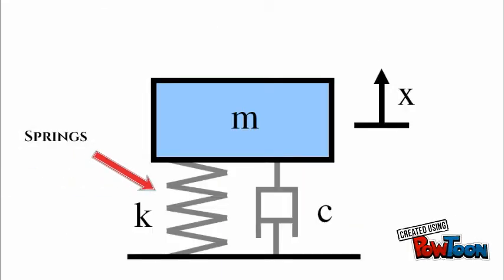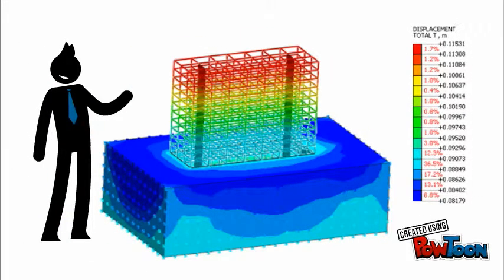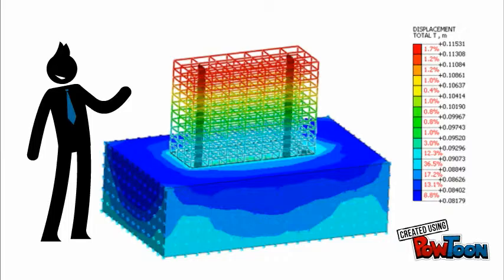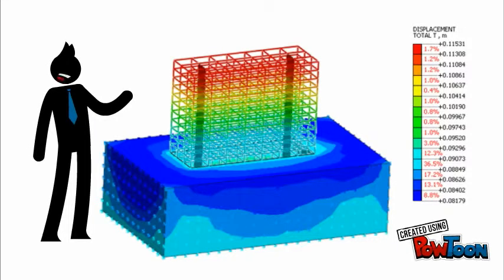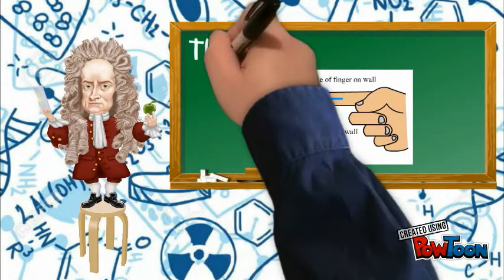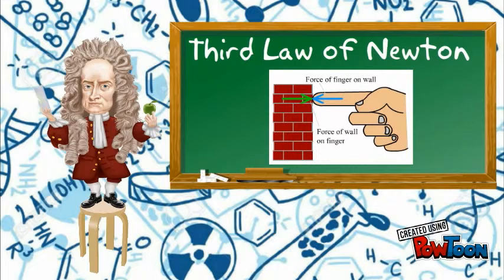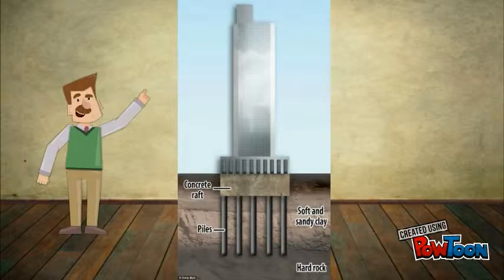The structure to soil stiffness ratio can be used as a relative measure for determining when soil structure interaction effects will become significant. You may know that any movement in structure will affect the soil and vice versa. If we remember, one of Newton's laws of motion states that for every action, there is an equal and opposite reaction. The principle also applies to soil and structures.